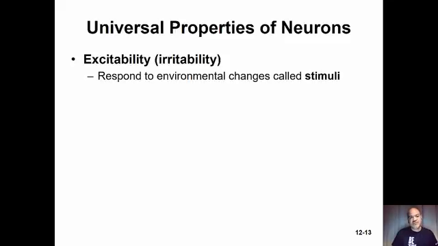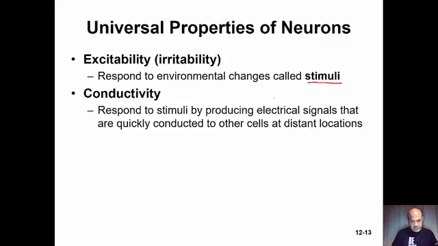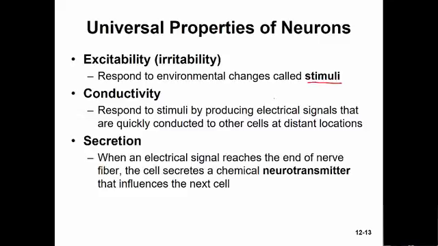So, what are some universal properties of neurons? They are excitable, which means they can respond to environmental changes, which we would call stimuli, which is plural for stimulus. They have conductivity, like a muscle cell, and secretion.